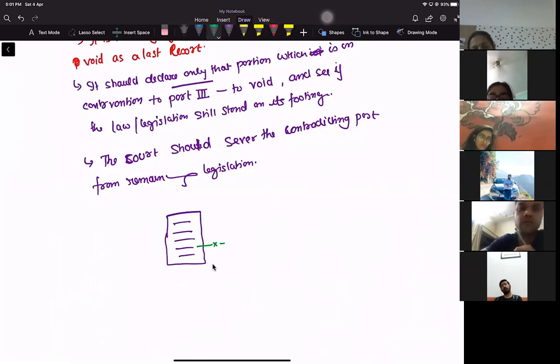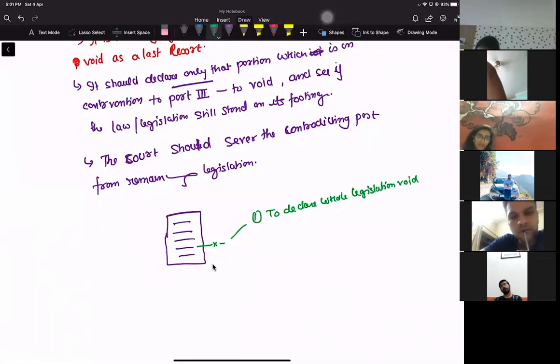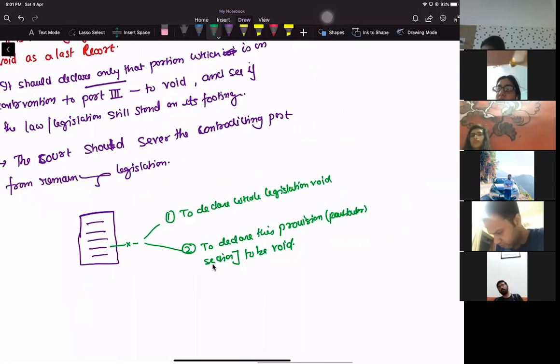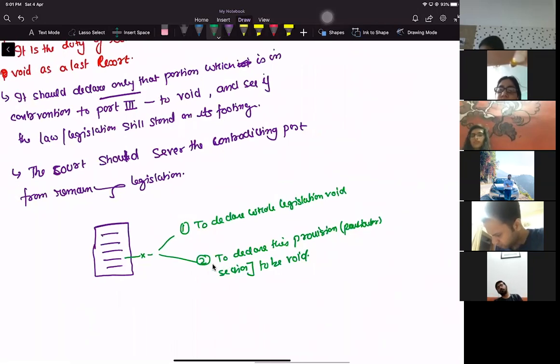Now what to do? The court has two options. First, to declare the whole legislation void. Second option, to declare this provision, that is, the particular section, void. Either it can declare the whole legislation void or it can declare the particular section void. Declaring the whole legislation void is to be done as a last resort.